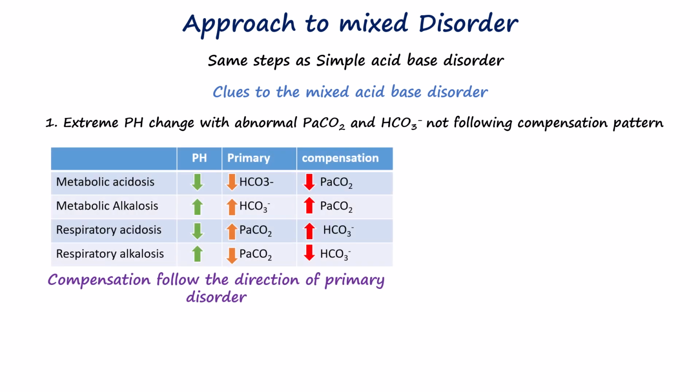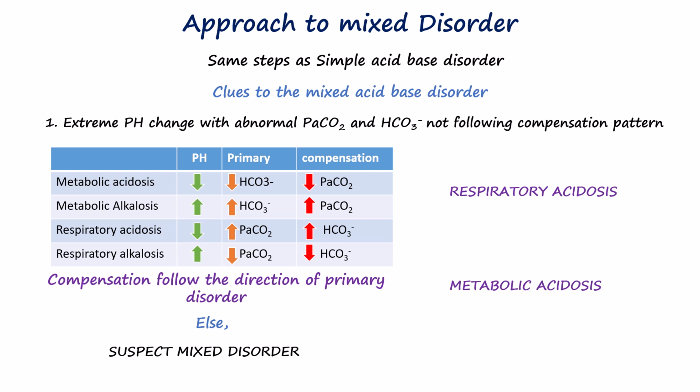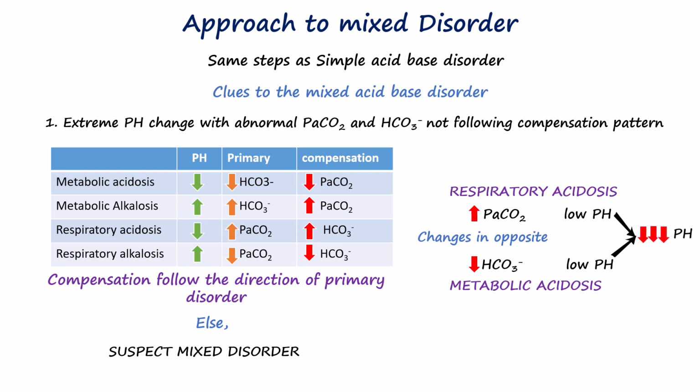Remember that compensation follows the direction of primary disturbance. If somehow the compensation is in opposite direction to the primary disturbance, it indicates additive mixed disorders, which push the pH to extremes. For example, in a mixed disorder with respiratory acidosis and metabolic acidosis, respiratory acidosis will raise CO2, but instead of increasing bicarbonate in the same direction as CO2, the metabolic acidosis will lower bicarbonate. And together, the two push the pH to extremely low levels. If you remember, this is actually a feature of additive mixed disorder.